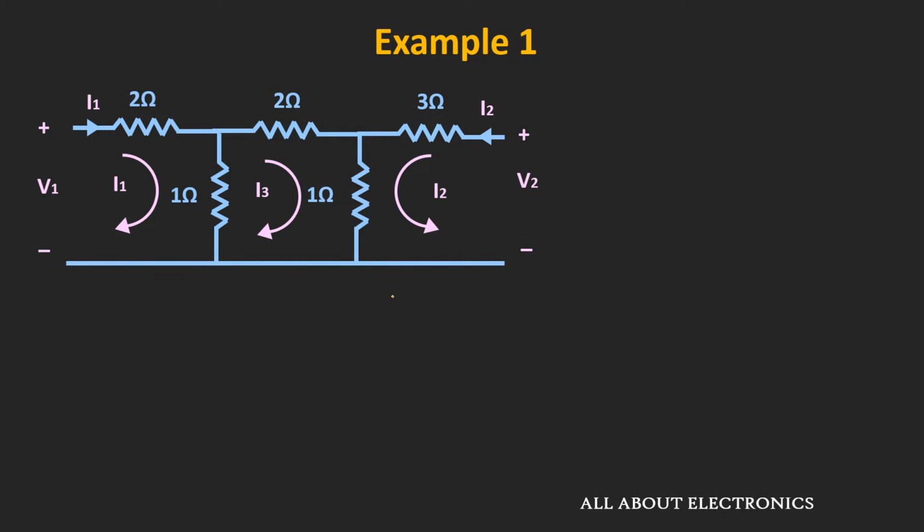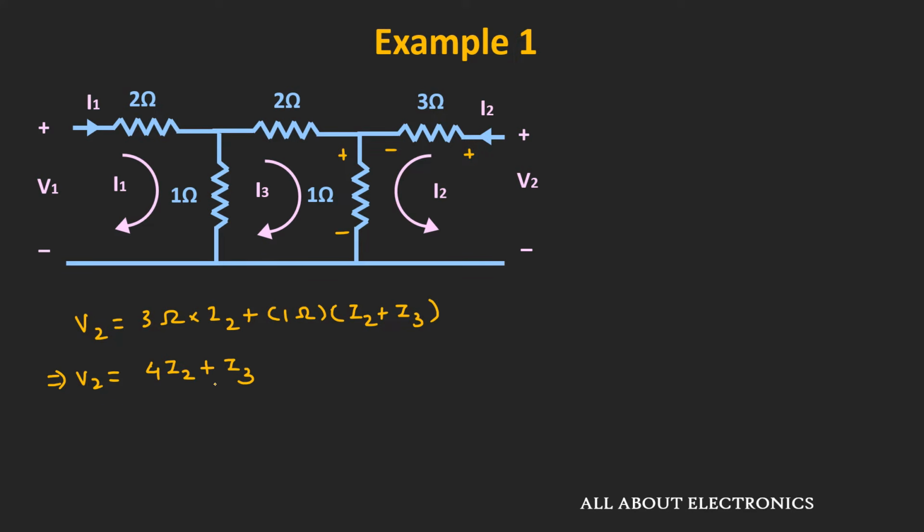Similarly, now let us write down the KVL equation in the last mesh. So applying the KVL equation, we can write voltage V2 is equal to 3 ohm times I2 plus the voltage drop across this 1 ohm resistor, that is equal to 1 ohm times I2 plus I3. That means V2 is equal to 4I2 plus I3. And let's say this is the third expression.